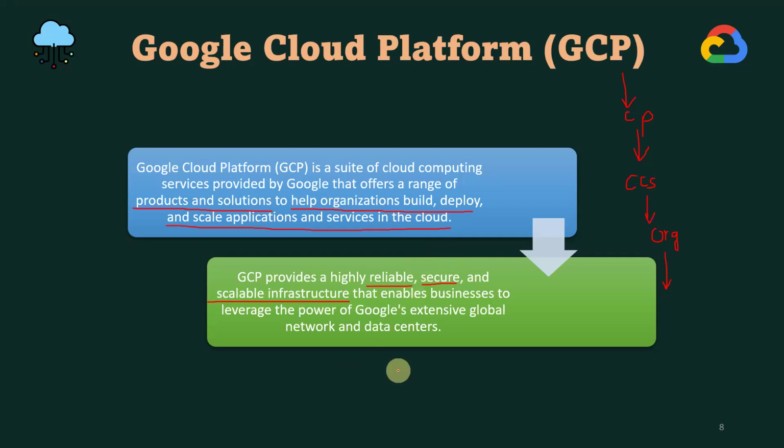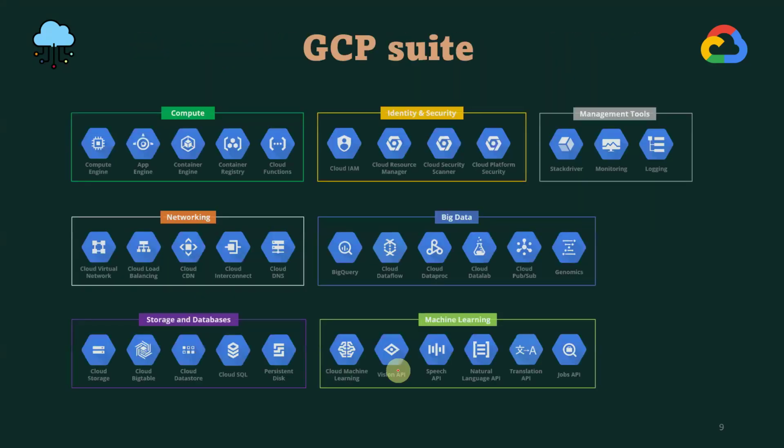Google Cloud Platform is one of the leading cloud providers similar to Azure and AWS. It is offering plenty of cloud computing services. What are those? It is offering compute services, identity and security services, management tools, networking services, big data services, storage and database services, and machine learning services.